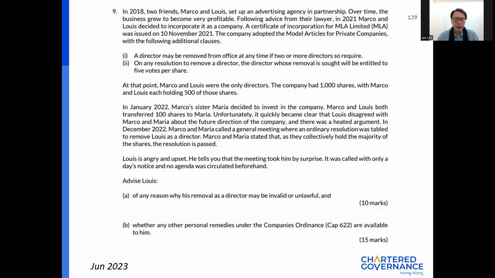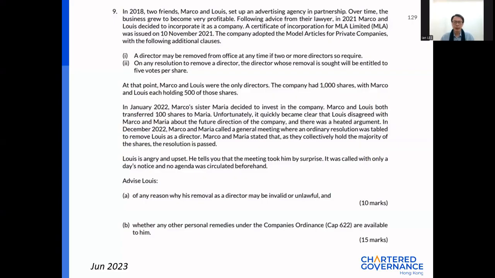Now, in January 2022, Marco's sister, Maria, decided to invest in the company. Marco and Lewis both transferred 100 shares to Maria. Unfortunately, it quickly became clear that Lewis disagreed with Marco and Maria about the future direction of the company, and there was a heated argument in December 2022. Marco and Maria called a general meeting and with an ordinary resolution removed Lewis as a director. They stated that as they collectively hold the majority of shares, the resolution is passed.